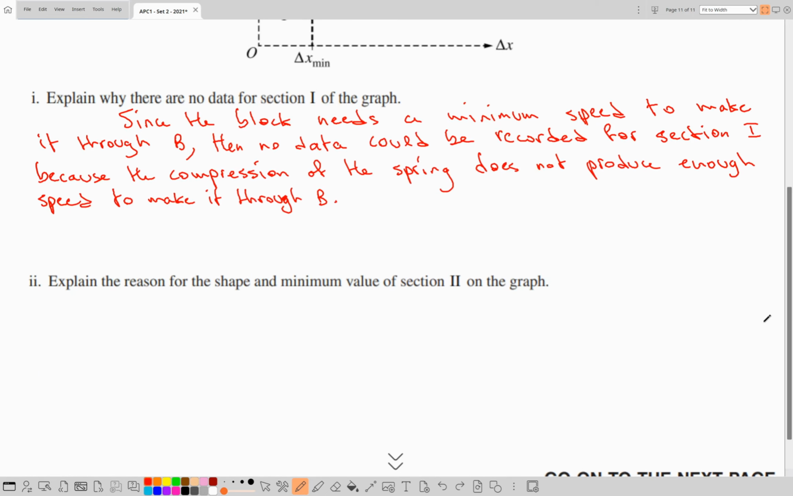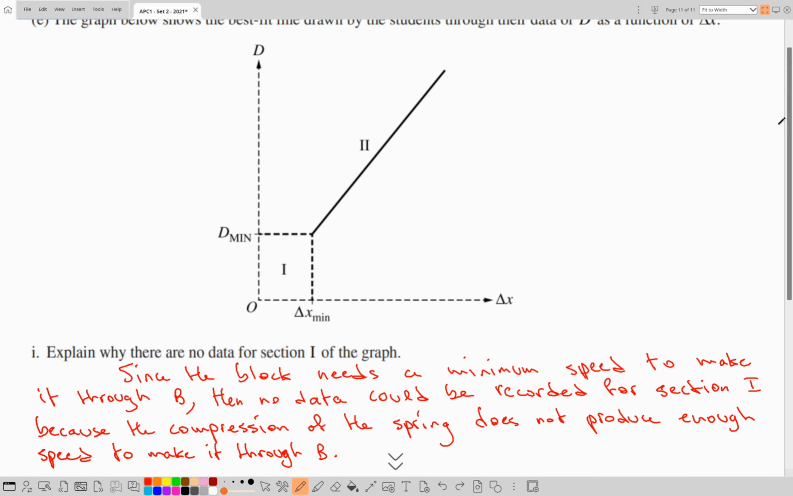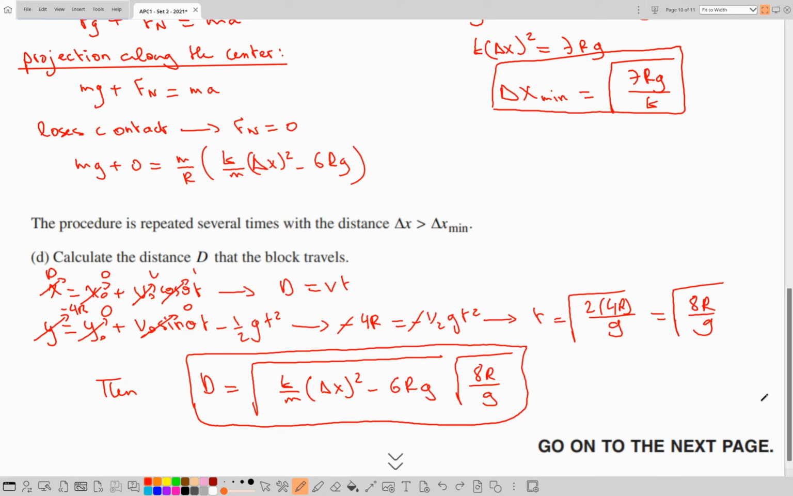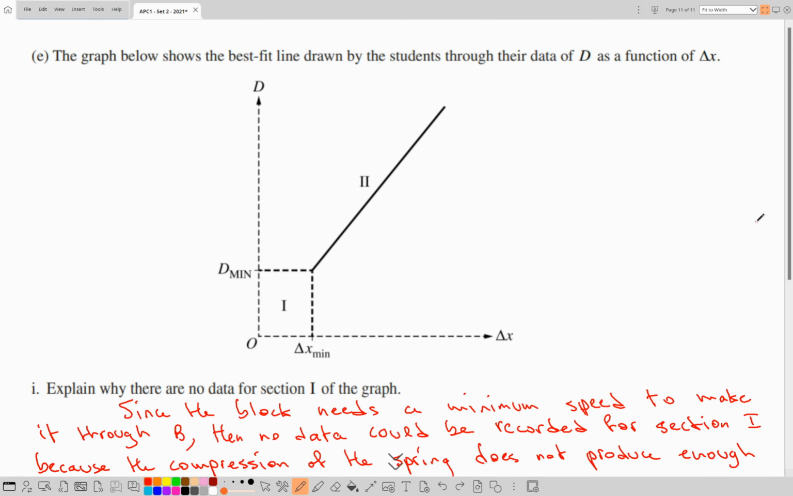And now finally for idea number 2, explain the reason for the shape and minimum value for section 2 on the graph. So let's start with the shape. If you refer back to the previous expression, which gives us d as a function of delta x, delta x is to the power of 2 and here we have a radical, so the square root cancels the power 2, which means that d and delta x are linear. For this reason we expect that the variation would be linear.